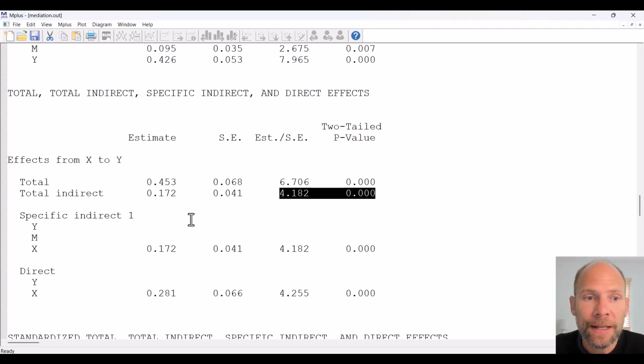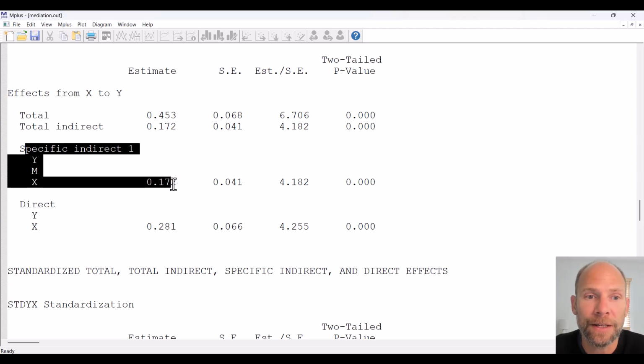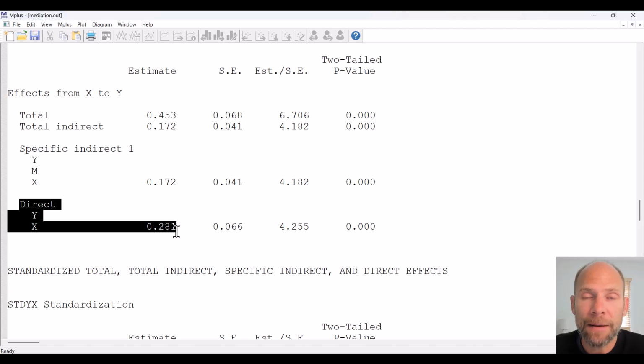You can see that the specific indirect effects are also printed. In this case, it's the same number because there is only one indirect effect. So we get the same under total indirect as we do for specific indirect. If you had more than one mediator, then you would get specific indirect 1, specific indirect 2, and so on for all mediators that you have in your model. And then the direct effect is also provided. We already saw that. That's the C prime path that was previously shown in the output table.